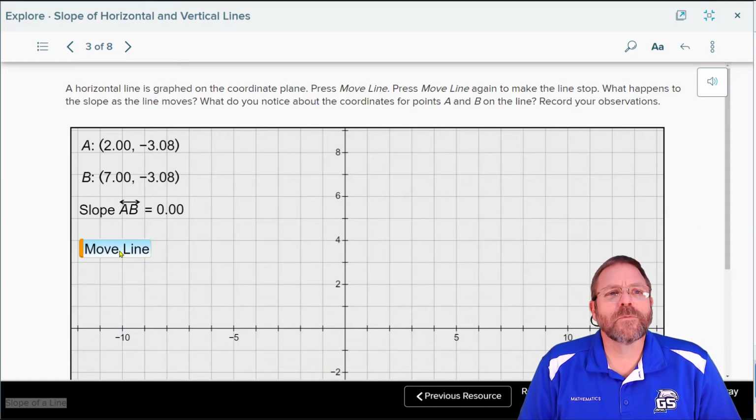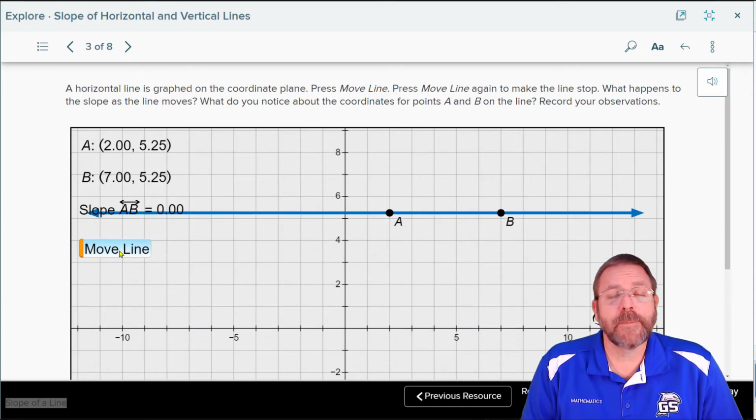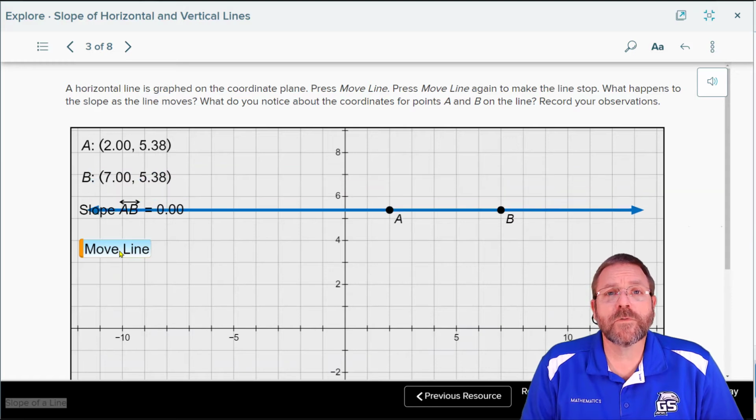No, it doesn't, because the ratio of rise to run is always going to be 0 over some number, so your slope still stays the same. Your slope is still 0 when you have a horizontal line.